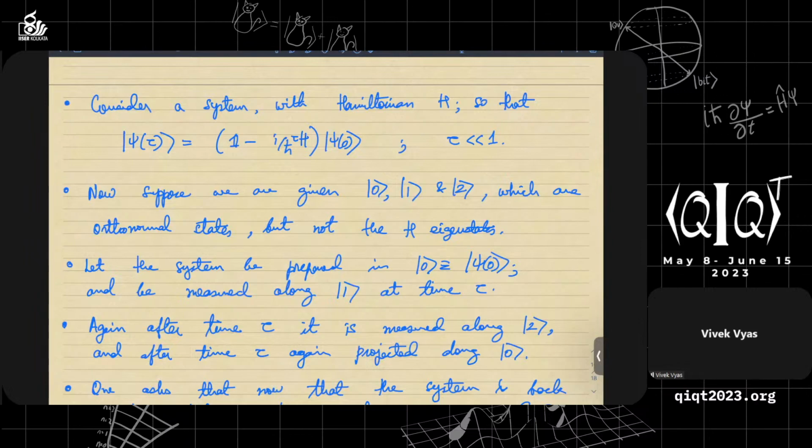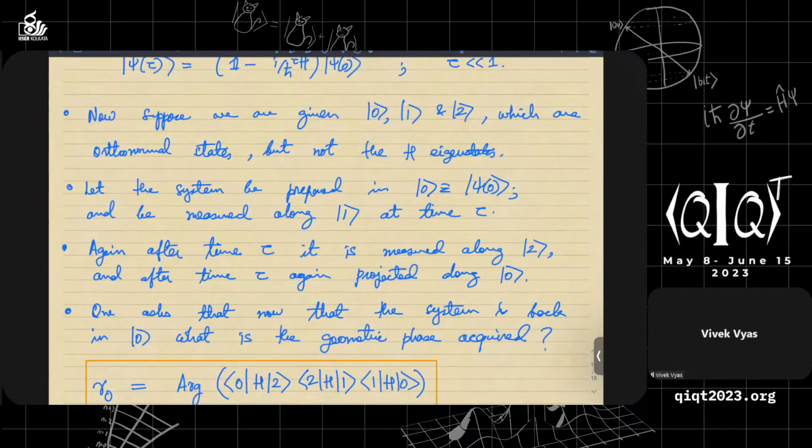Suppose we prepare the system in state psi 0, and then we do a measurement, and we discover that the state was found to be in state 1. So we did a measurement after time tau, and then we found the system in state 1. Again, we allowed it to evolve for time tau, then we made a measurement, and we discovered that it was in state 2. Again, after that, we allowed it to evolve for time tau, made a measurement, and found that it was back in the state 0.